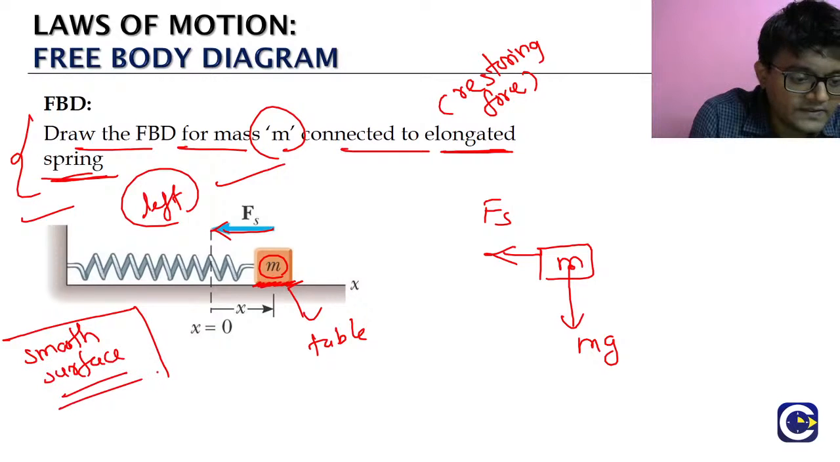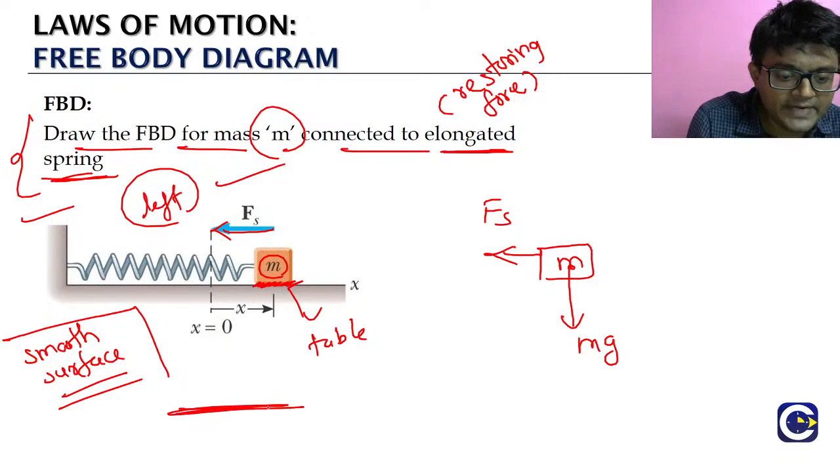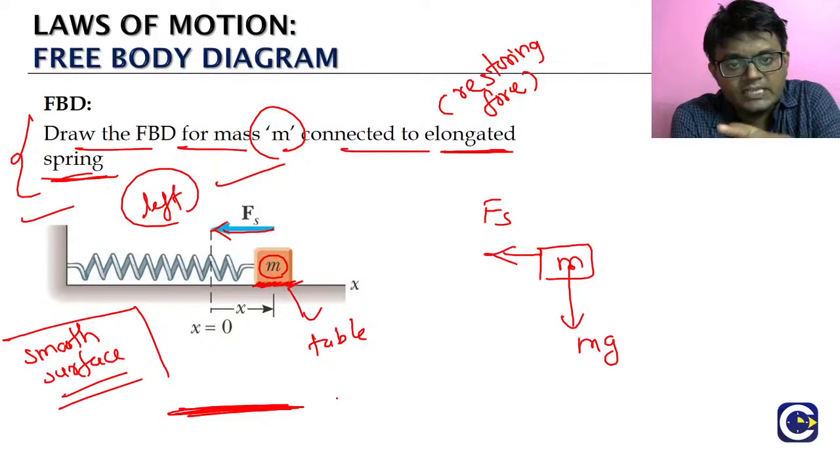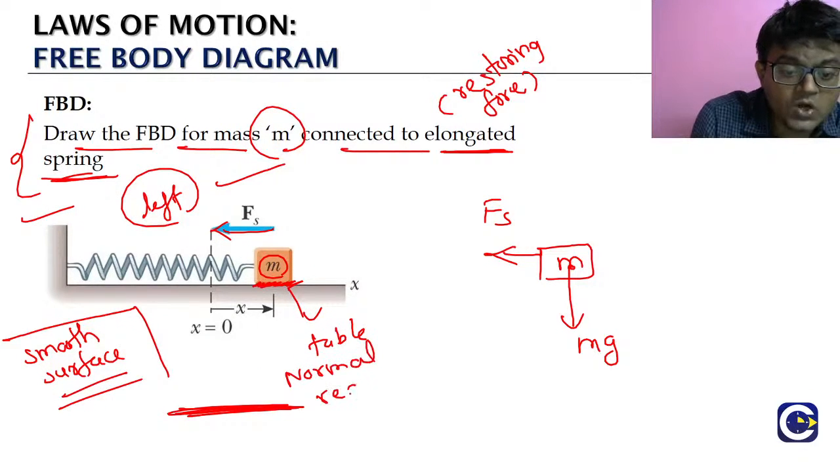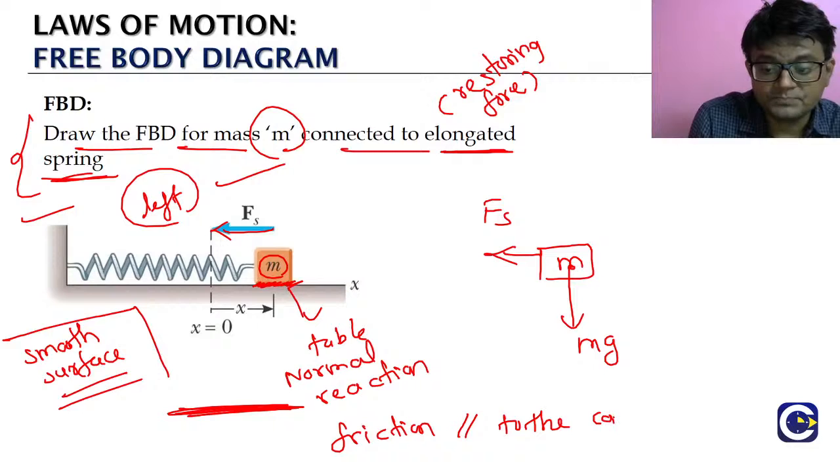This is the assumption. If the surface is smooth, then there will be no friction when there is a contact between two surfaces, right? Two forces will be acting due to that surface to surface contact. One is normal reaction, which will be acting normal to that contact surface. The second is friction. Friction will be acting parallel to the contact surface.